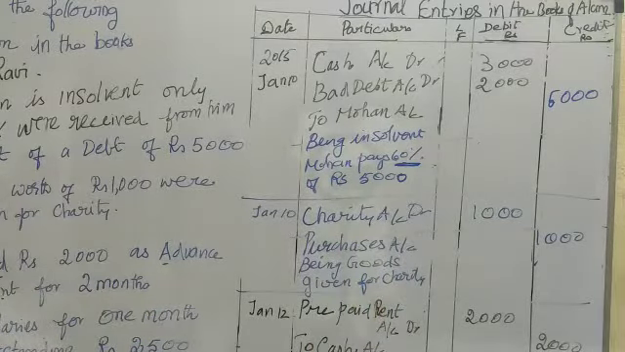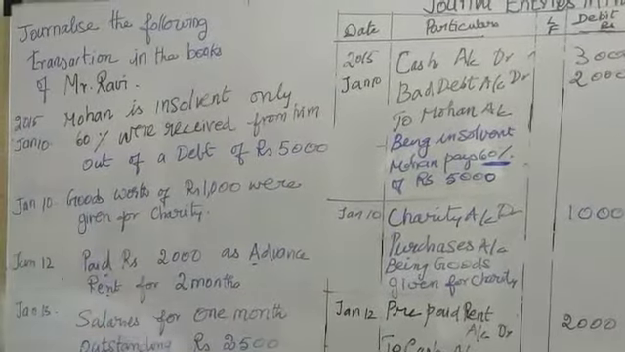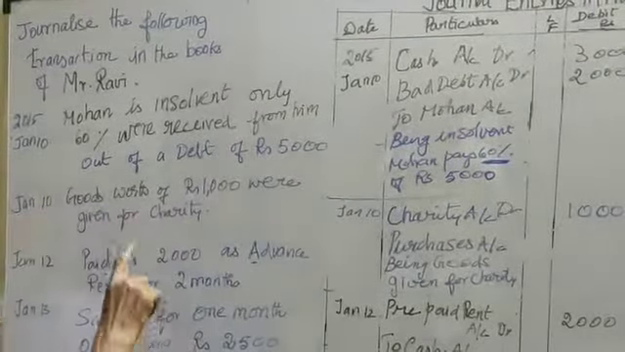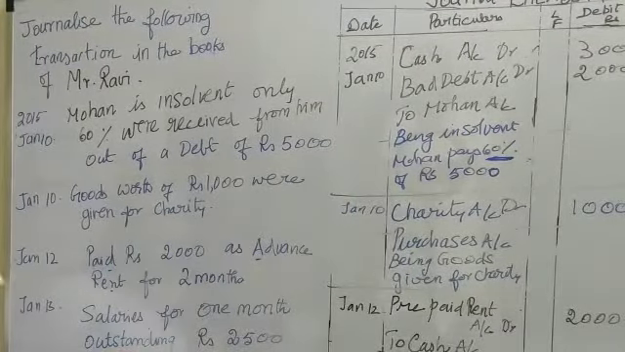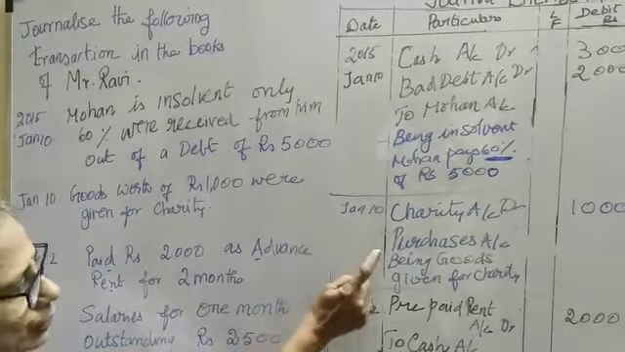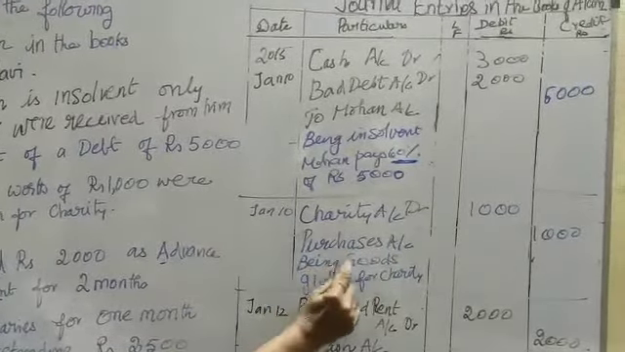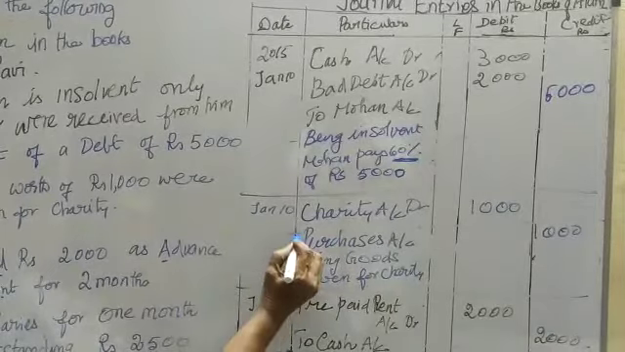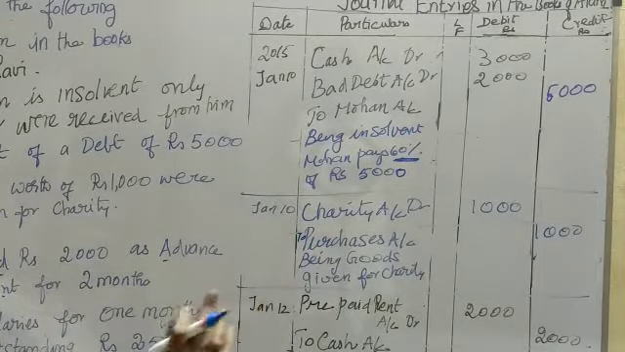Now let us go to the second transaction. January 10, goods worth rupees 1,000 were given for charity. What will be the journal entry? Charity account debited 1,000 rupees to purchases account. To purchases account 1,000 rupees, being goods given for charity.